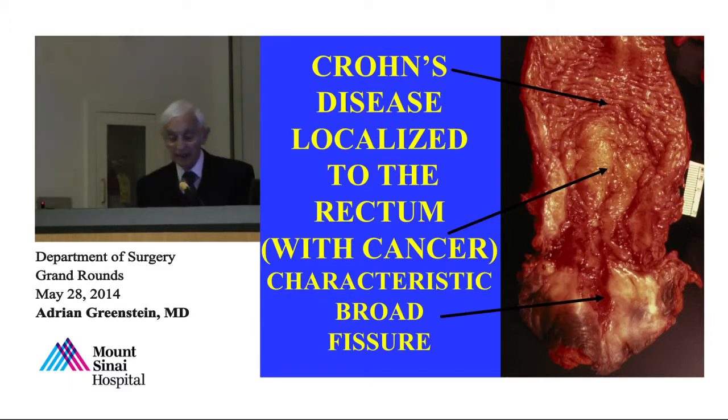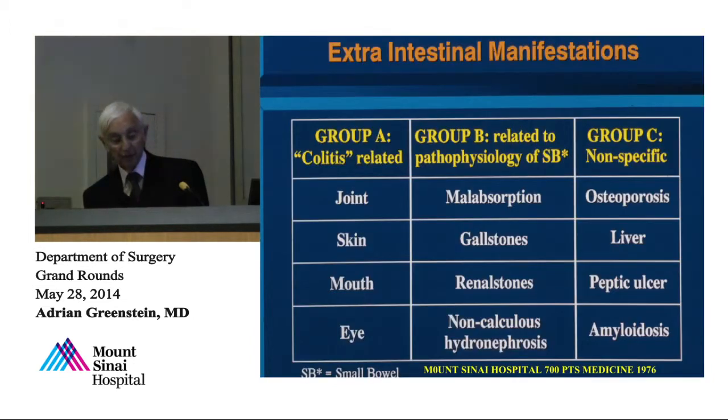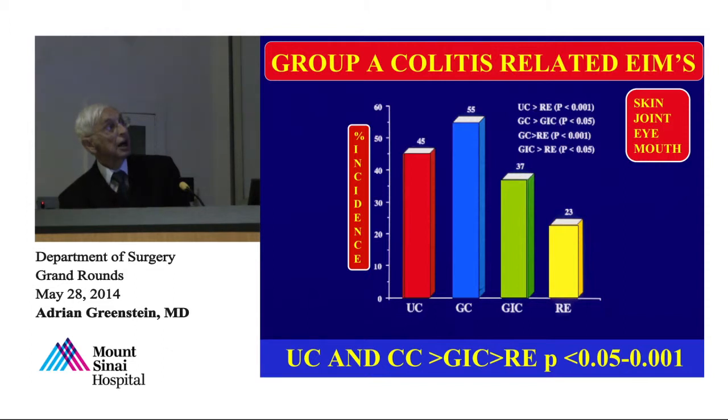Now, one of the first things that I looked at was the extraintestinal manifestations of this disease. I was able to define colon-related, small bowel-related, and non-specific forms of extraintestinal manifestations. Group A, the colitis-related, were the joint, skin, mouth, and eye manifestations. The small bowel-related occurred with malabsorption, gallstones, renal stones, and non-calculous hydronephrosis, and finally, osteoporosis, liver, peptic ulcer, and amyloid disease being non-specific. As you can see here, there's significantly more of the skin, eye, joint, and mouth manifestations in the colon, and this has been established by other papers that have been written on the subject.